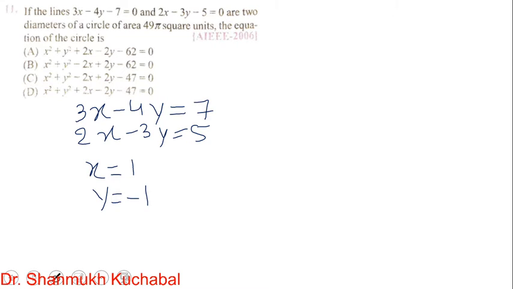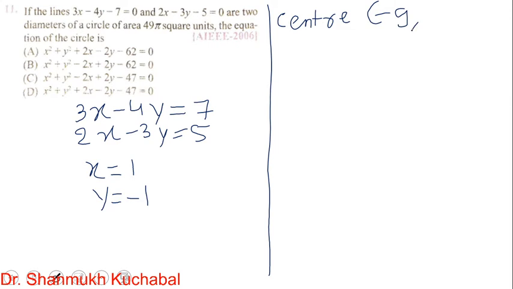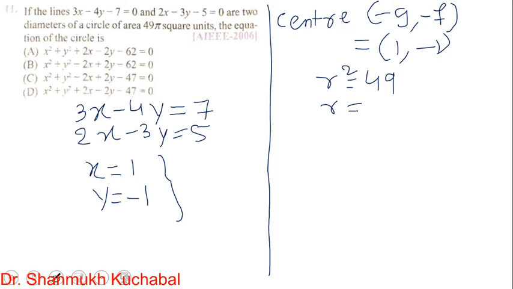So further, it is the standard form we have. See, the center is minus g, minus f. So here we have the information about this. So we take this as 1, minus 1. Further, they have given two diameters of a circle of area 49 pi. So we get r square equal to 49, so we get r equal to 7.